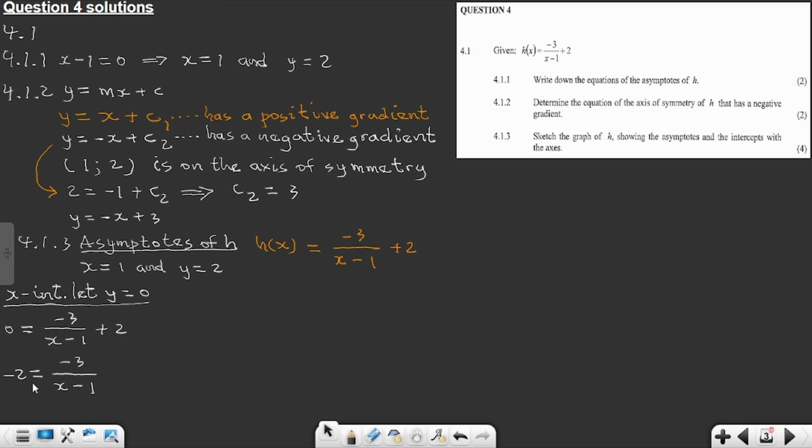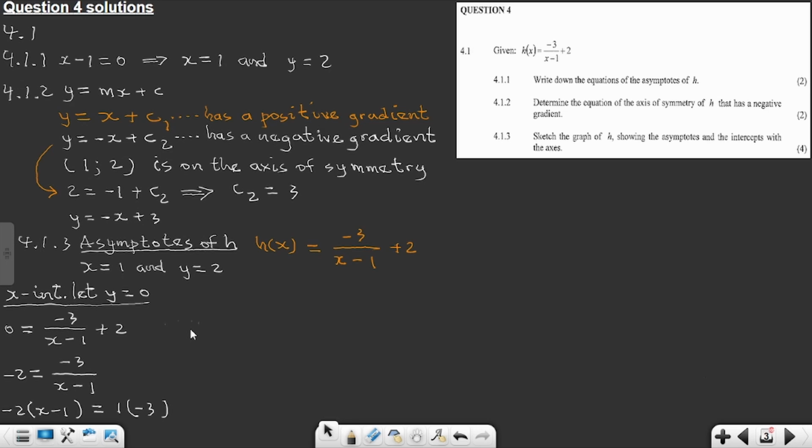Now you can do cross multiplication in order to solve for x. Remember, negative 2 is over 1. So negative 2 times (x - 1) is equal to 1 times negative 3. So this times this, and the 1 down there times negative 3. So you do cross multiplication. Let's carry on.